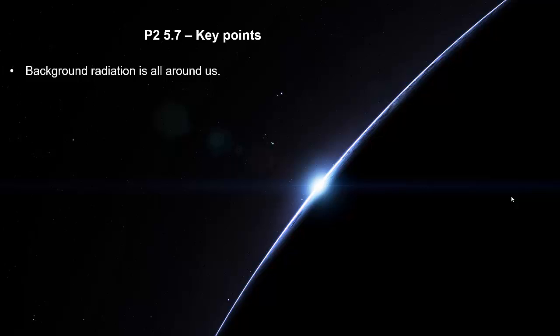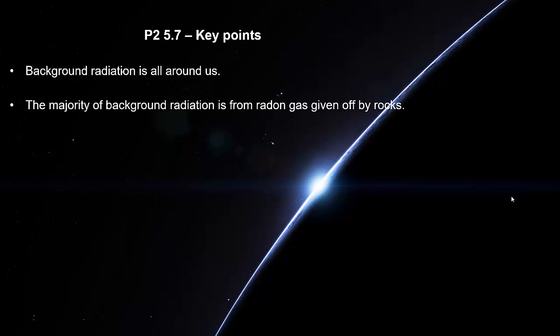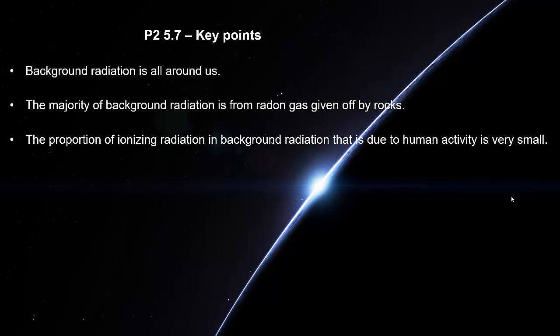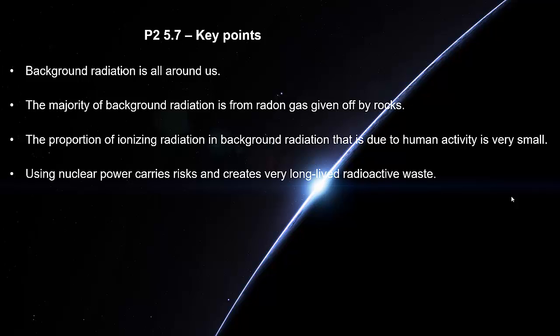Background radiation is all around us. The majority of background radiation is from radon gas given off by rocks. The proportion of ionizing radiation in background radiation that is due to human activity is very small. Using nuclear power carries risks and creates very long-lived radioactive waste.